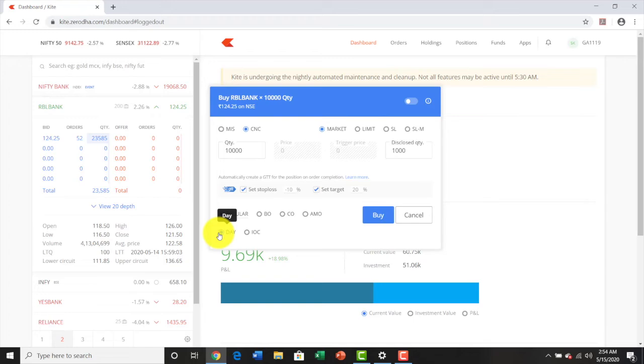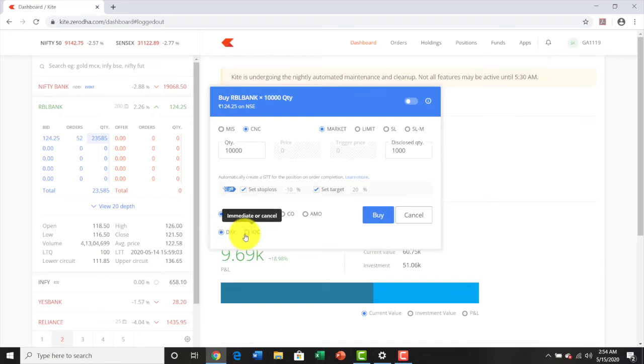Even if there is a person who is willing to sell the share to me at 124.25, he can sell it to me at 329 or 325. I'll still get the share. As soon as the market closes at 330, my order will be cancelled. So it's particularly a day order. It remains in the market till the market closes.